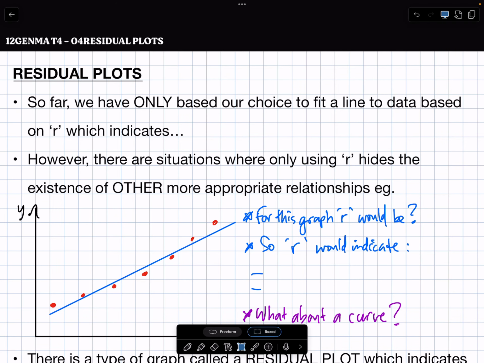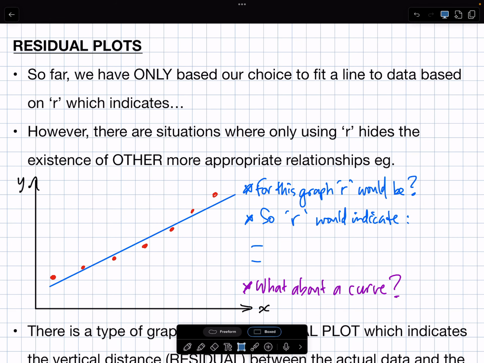Questions at the start. So far, we've only based our choice to fit a line to a set of data based on R. Do you remember what that coefficient was called? It started with a P. What was the person's name? Pearson's correlation coefficient R. Do you remember what Pearson's indicated?